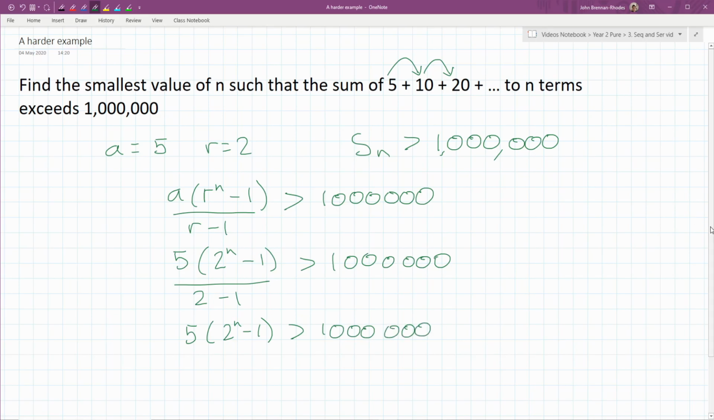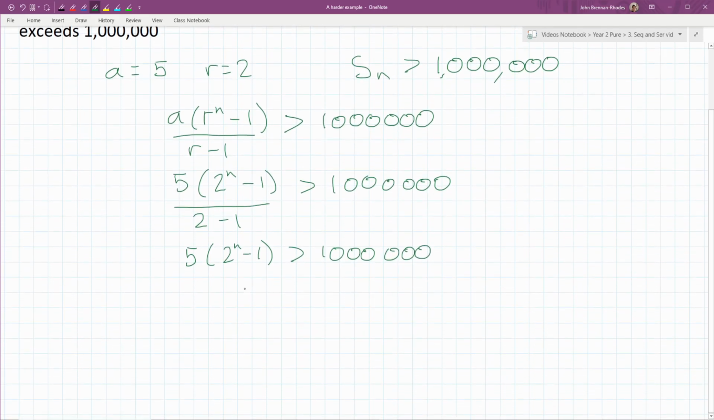2 minus 1 is just 1. Divide both sides by 5. I get 2 to the n minus 1 is greater than 200,000. So 2 to the n has to be greater than 199,999. Oh no, sorry, adding 1, so it is 200,001.